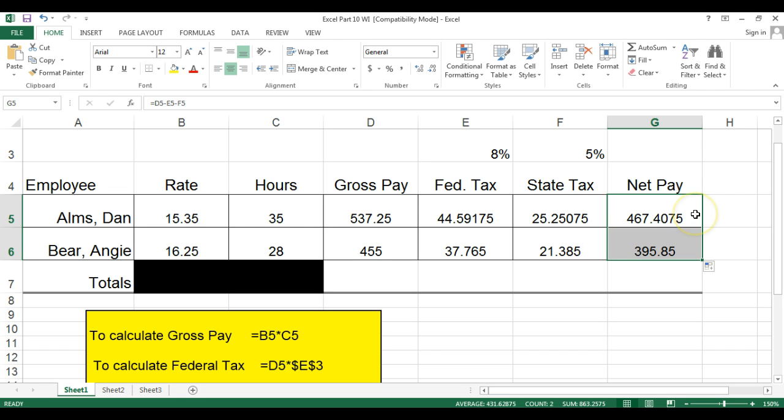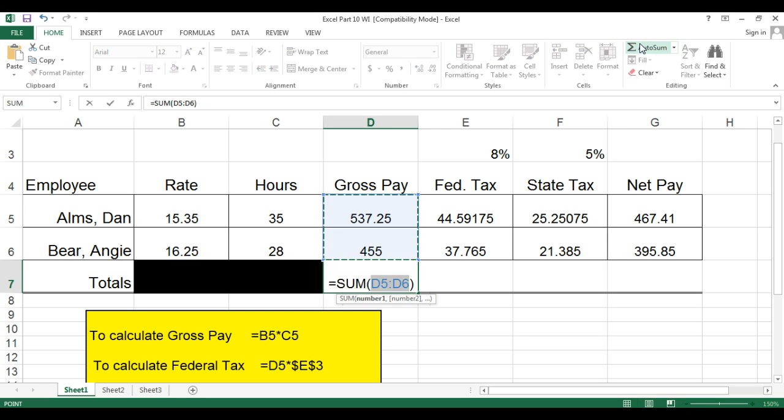Now, notice here that you have your net pay and you have more decimal places than what you need. So you can go up here to decrease decimal, click, and there you go. It rounds it up to 41. Now, you'll notice here that you have a totals. And your total starts here in column D. You're going to go up to the auto sum, make sure the lines are around the correct information, and then you can enter.